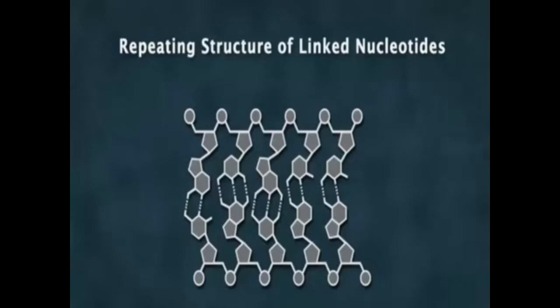So, as I mentioned, DNA is a polymer of linked nucleotides. And these nucleotides are little repeating units that go down one strand, and on the other strand, they go the other way. So these are antiparallel strands. We'll get into why that is in a minute.